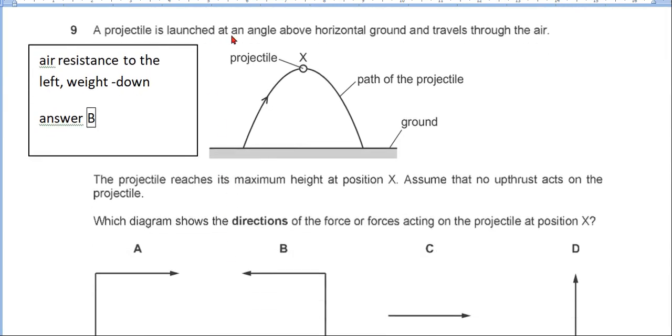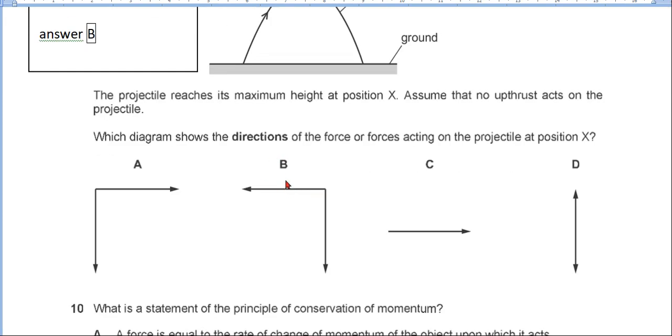A projectile is launched at an angle above horizontal ground and travels through the air. The projectile reaches its maximum height at point X. Assume that no thrust acts on the projectile. Which diagram shows the direction of the force or forces acting on the projectile at position X? Because it is still moving, air resistance is acting against the motion. So it is moving horizontally, air resistance is acting backwards. Also weight is always present, so we choose answer B.